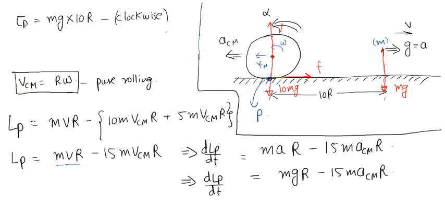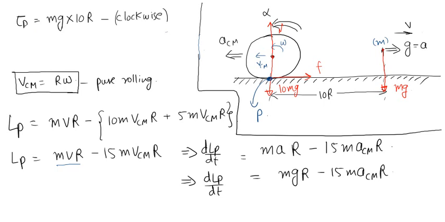Now if VCM is the velocity of the center of mass of this disk and omega is its angular velocity, then VCM will be equal to r omega at any instant. Why? Because of pure rolling. Now let us try to write the angular momentum of the system about point P in terms of the motion variables, which are V, the velocity of this particle in rightward direction, VCM and omega.